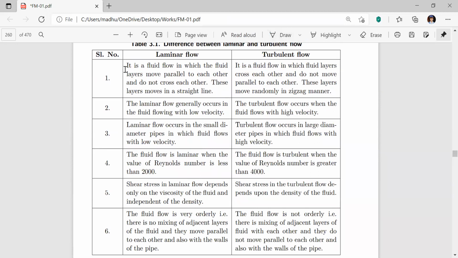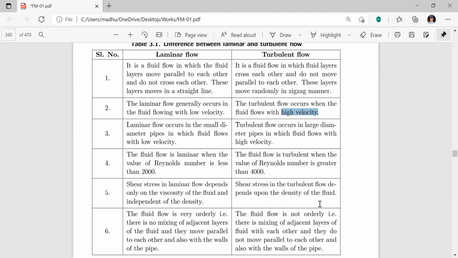In the laminar flow, the fluid moves in layers parallel to each other, and fluid particles move in a straight line. Whereas in the turbulent flow, there is a zigzag movement, and the fluid layers cross each other. In the laminar flow, it occurs with a low velocity. In the turbulent flow, it occurs with a high velocity.